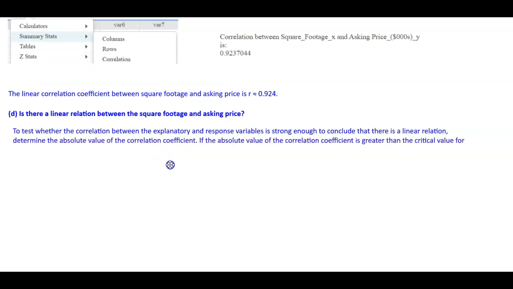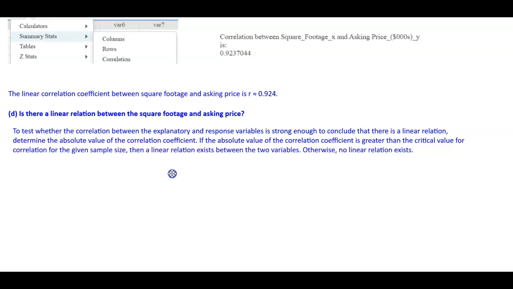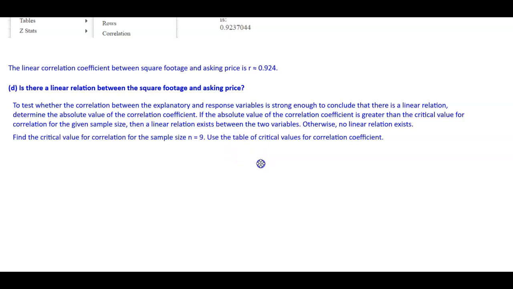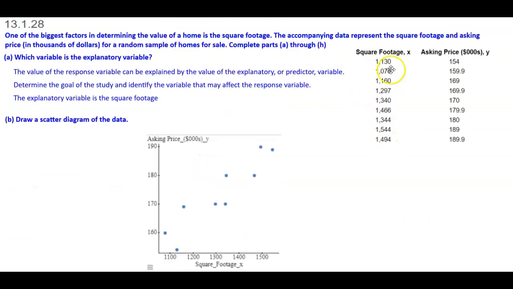To test whether the correlation between the explanatory and response variables is strong enough to conclude that there is a linear correlation, we want to determine the absolute value of the correlation coefficient. If the absolute value of the correlation coefficient is greater than the critical value for the correlation for the given sample size, then a linear relation exists between the two variables. Otherwise, no relation exists. Now, we need to find the critical value for the correlation for the sample size where n is equal to 9, because our sample size is 9.